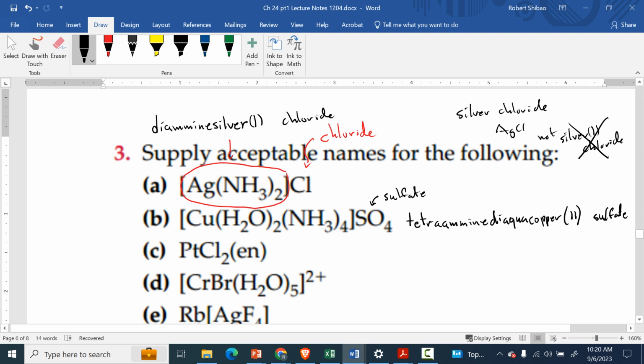All right. When we have a neutral complex like this, oftentimes we will put the brackets here. The charge is just going to be 0. So most often the brackets are included in there. In this case, they omitted the brackets. We put the brackets in there to indicate that it is a complex.